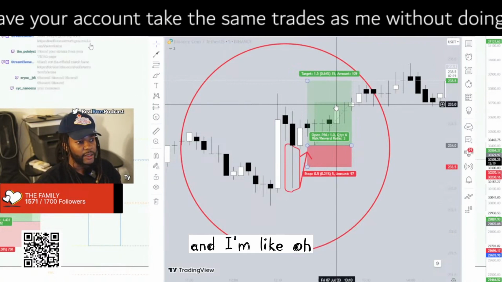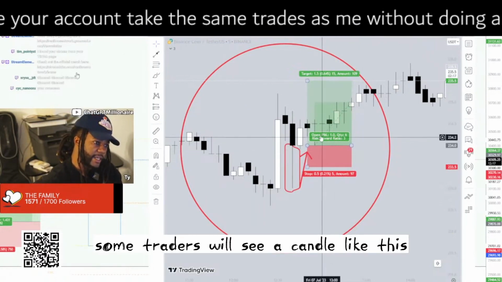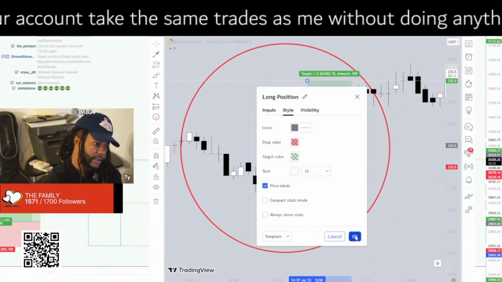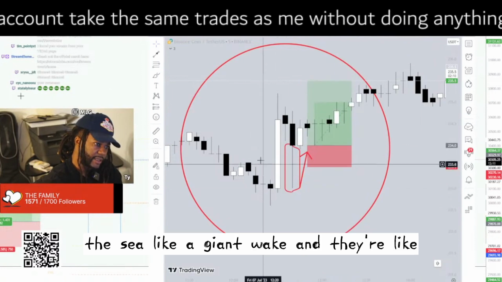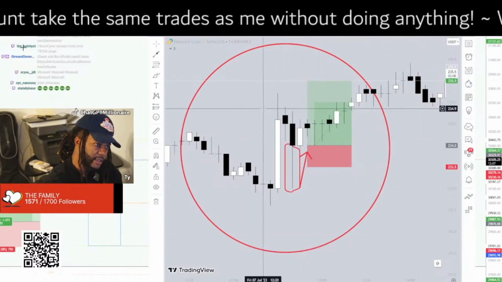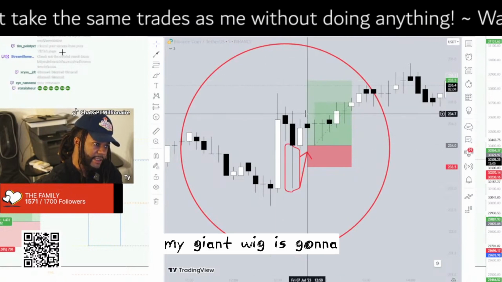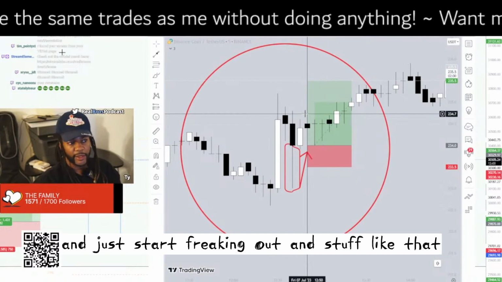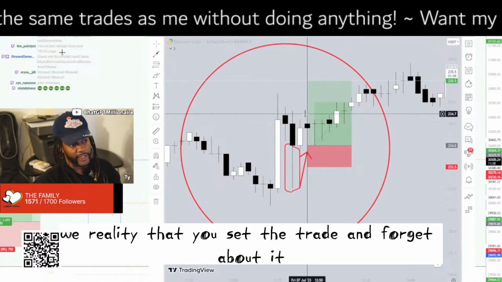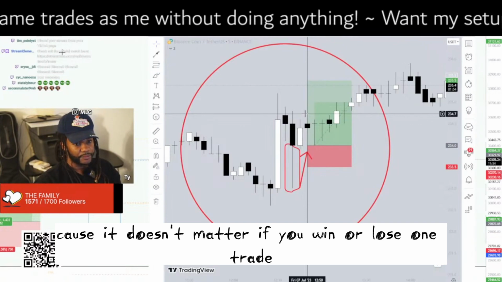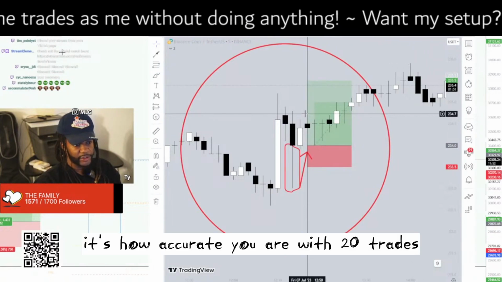Some traders will see a candle like this, a giant wick, and they're like, oh, I think it's going to go back down, and they start freaking out. But in reality, if they just set their trade and forget about it, it doesn't matter if you win or lose one trade, it's how accurate you are over 20 trades.